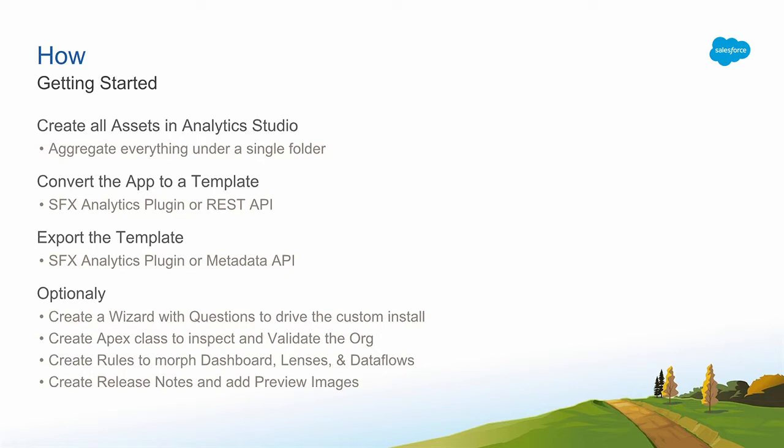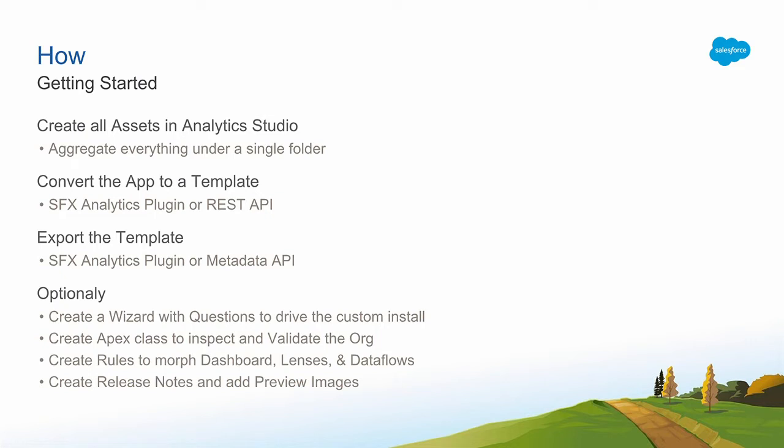And to create a wizard, it's basically just declare a bunch of questions. And we will automatically generate the wizard for you, but you can override any one of those pages if you want to make it look a little nicer. You can create an Apex class to inspect the org ahead of time to make sure they might have certain stuff. You can answer some of those questions automatically, or you can prompt them for it.